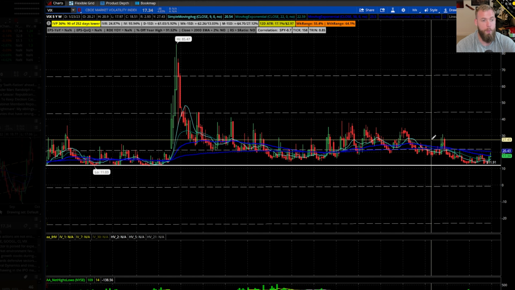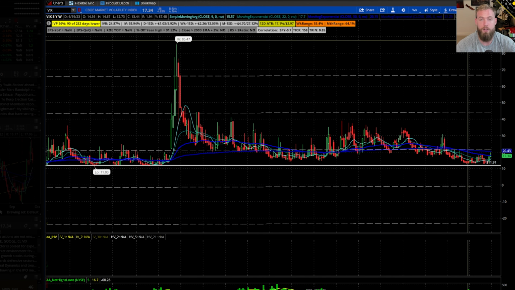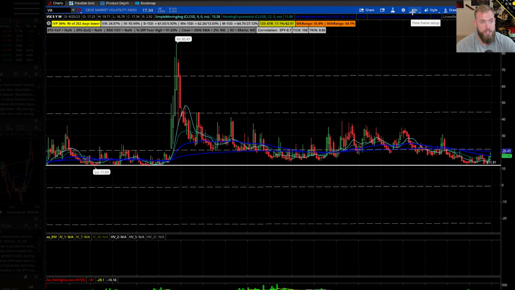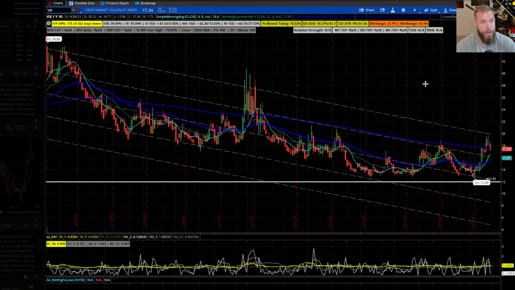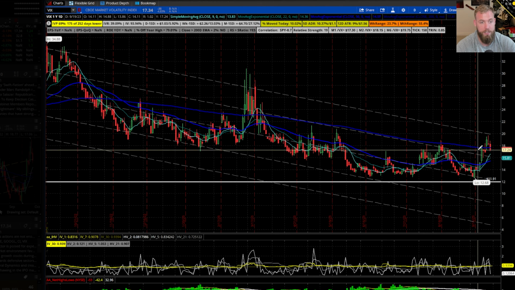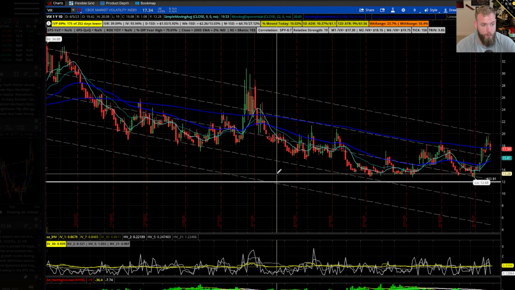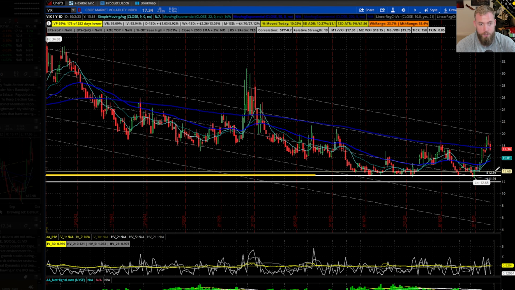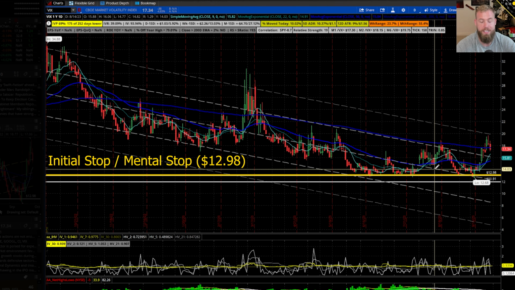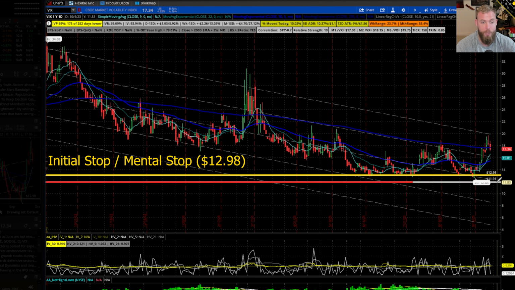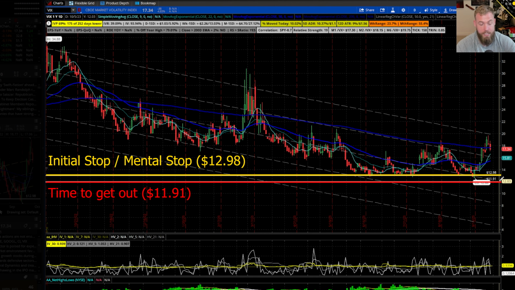So I'm setting up my loss, not on some random percentage, but this is a directional thesis. So I'm setting up my loss management exactly using a directional thesis. So the way I would treat this is perhaps this 12.98, this 13 handle becomes my initial stop, my mental stop. And then if we get down to 11.91, that tells me it's time to get out.